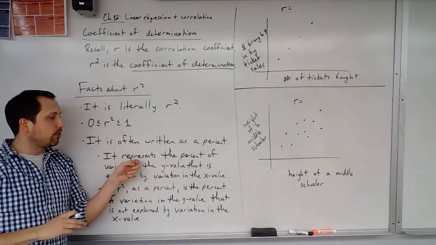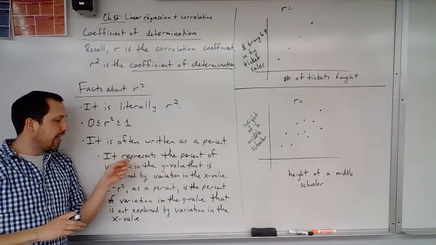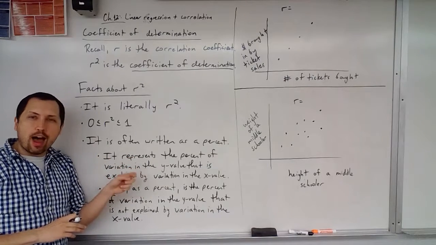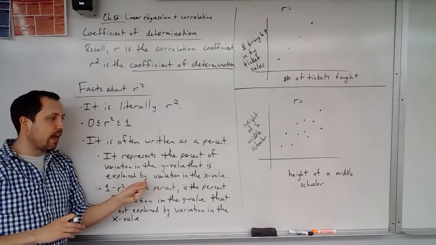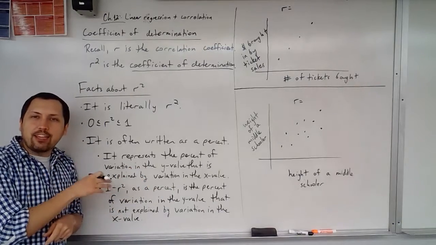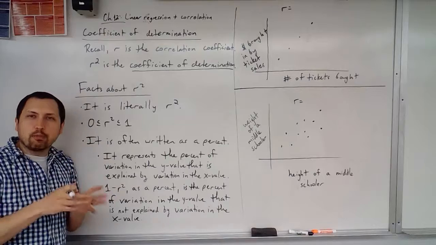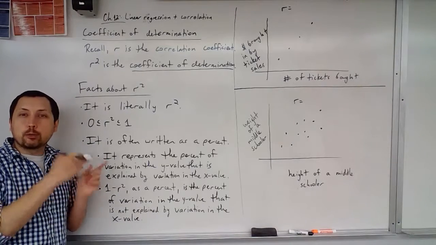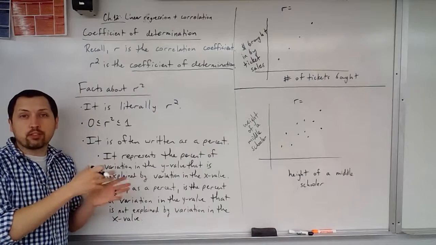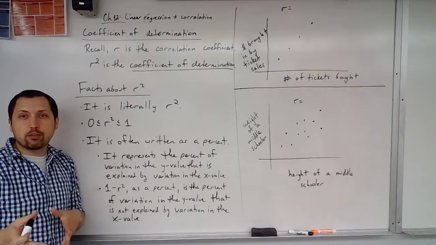What it means as a percent is that it represents the percent of variation in the y value that is explained by variation in the x value. So it's this explained variation: why do we have different y values? We can explain a certain percent of it because we have different x values.